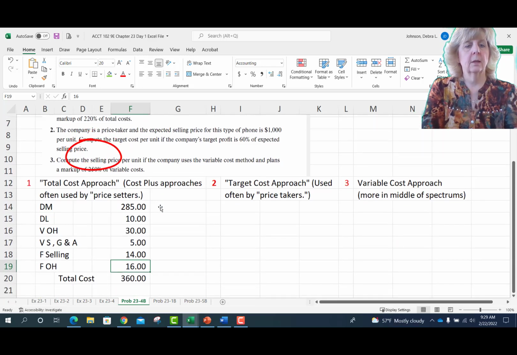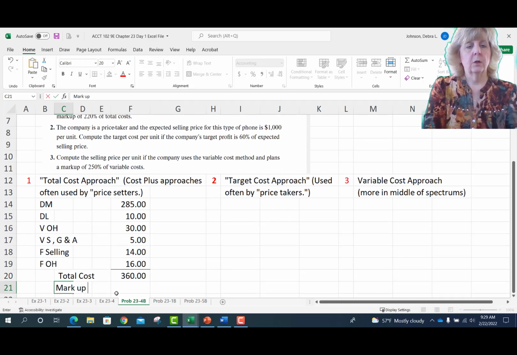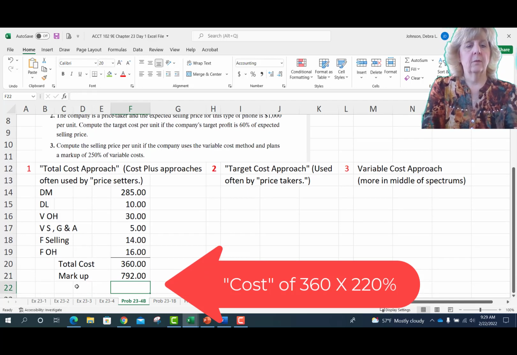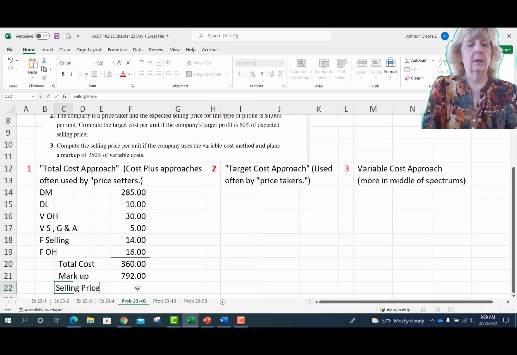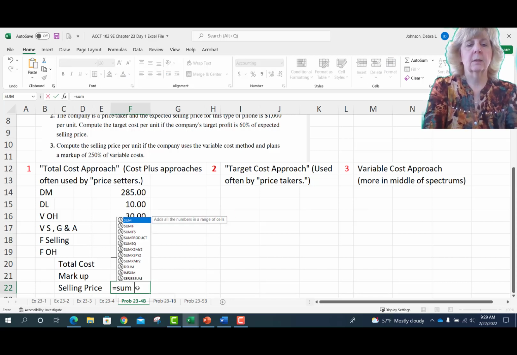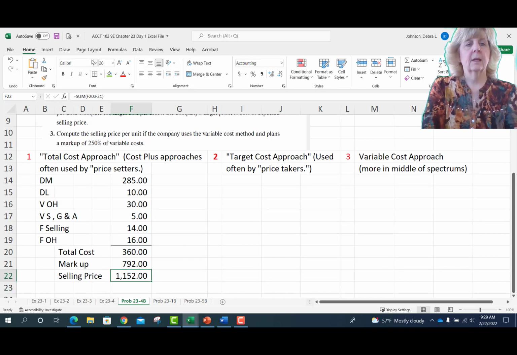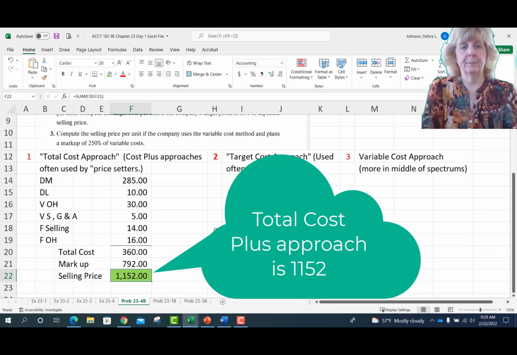220%. So I'll go down here and I'll compute the markup. And the way we do that is by taking that cost of $360 and multiplying it by 220%. That'll give us the markup of $792. That means that if we are considered a price setter, we can set our selling price at the cost plus the markup. In this case, that total selling price would be $1,152.